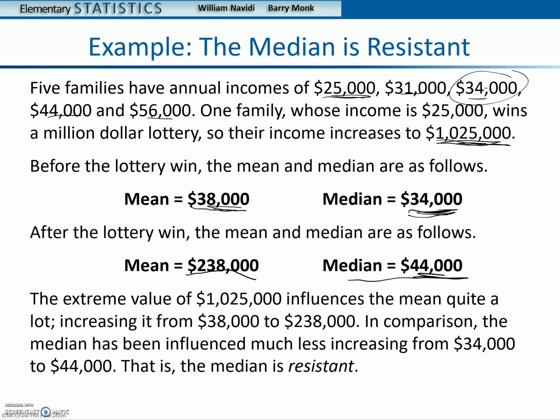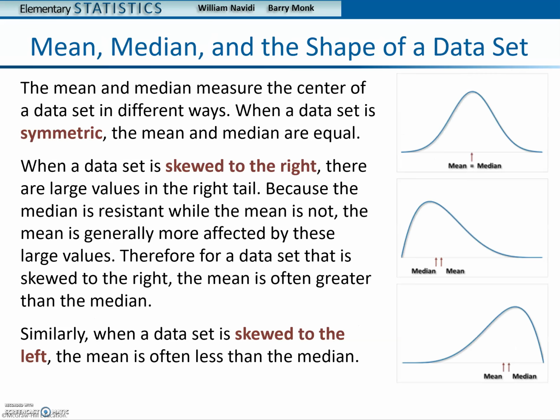The reason the median went to 44,000 is because when you reorder them, you no longer have this one. The 31,000 is the first one, then 34,000, 44, 56, but now the $1,025,000 is at the end. So now the 44,000 one becomes the middle. The extreme value of $1,025,000 influences the mean quite a lot, increasing it from 38,000 to 238,000. In comparison, the median has been influenced much less, going from 34 to 44. So the median is resistant.